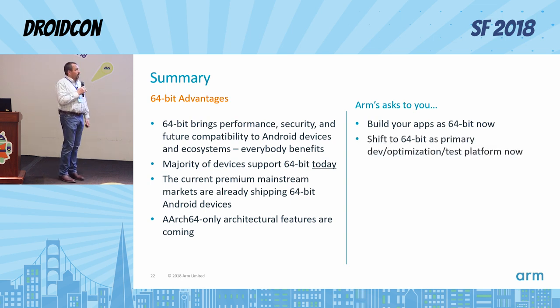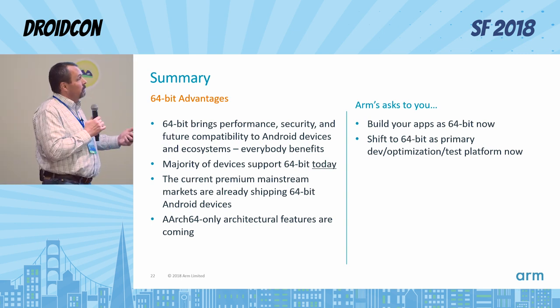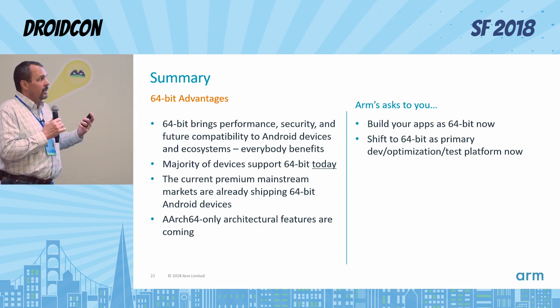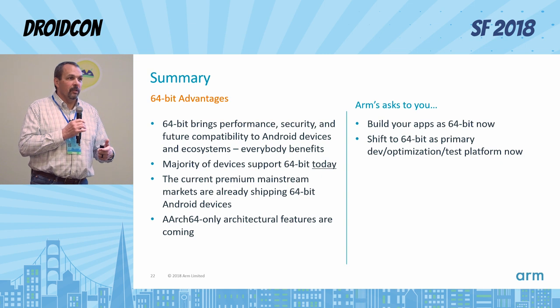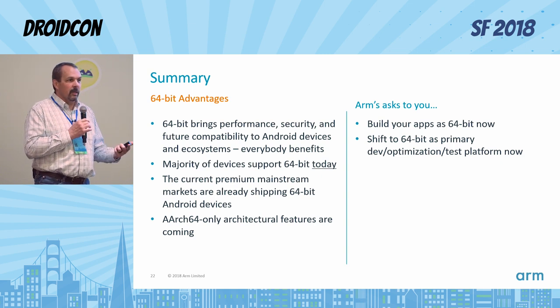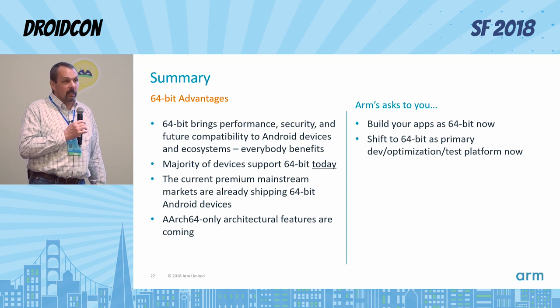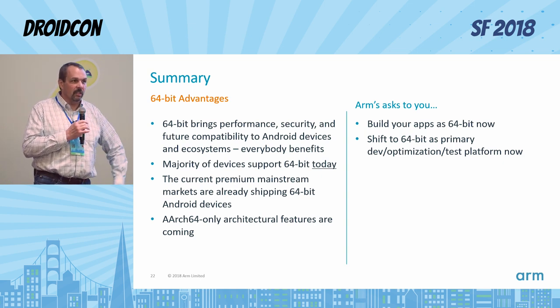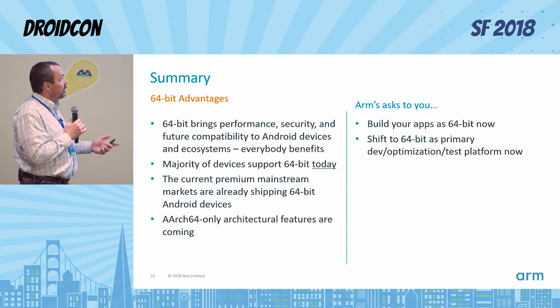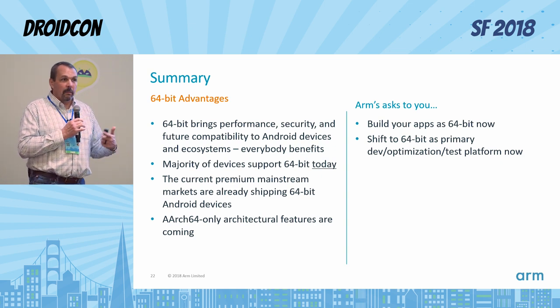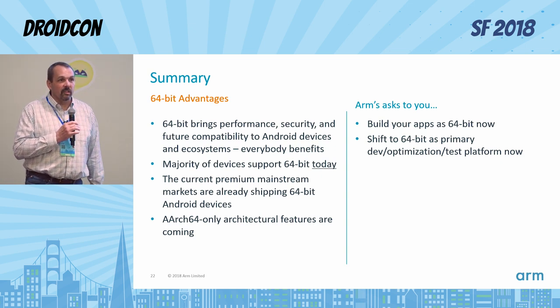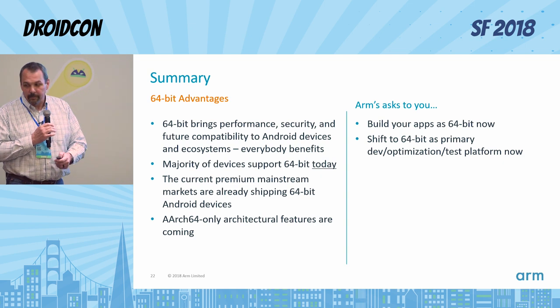Really, I think it's important for you to start shifting to 64-bit. Actually, Android Studio defaulted to 32-bit compiles up until less than a year ago. Now it's defaulted to 64-bit, but basically start using it, testing, and optimizations. All should be 64-bit focused at this point.